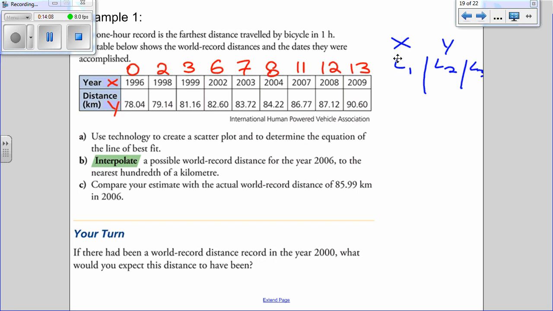Once you've done that, you go to your list 2, and you're going to put in all your Y values in the same order you put your X values in, so from left to right. Because remember, these are points, so you want them to match up. So when my list 1 says 0, my list 2 should say 78.04. Enter. When my list 1 says 2, I should have 79.14 for list 2. And so on and so forth.